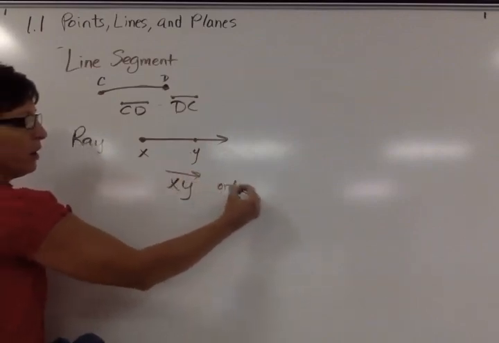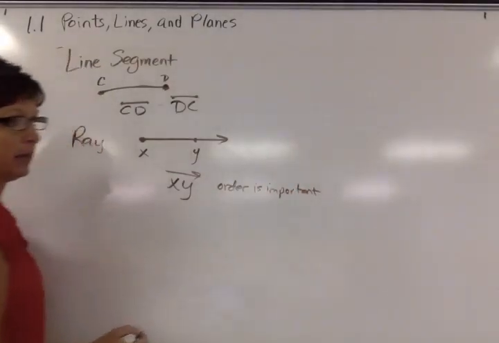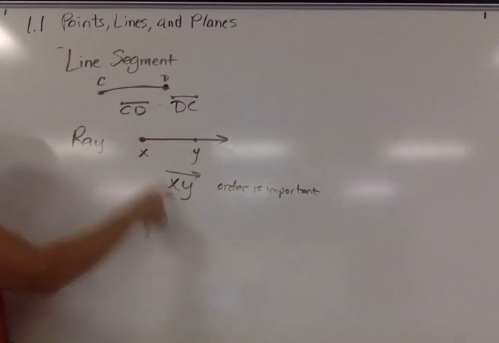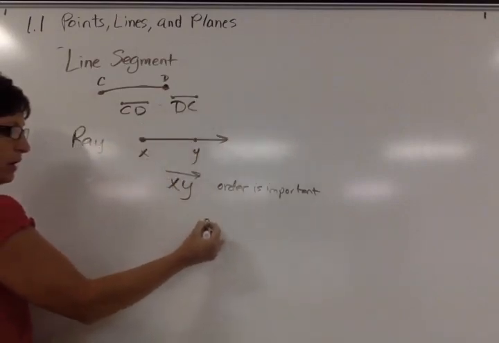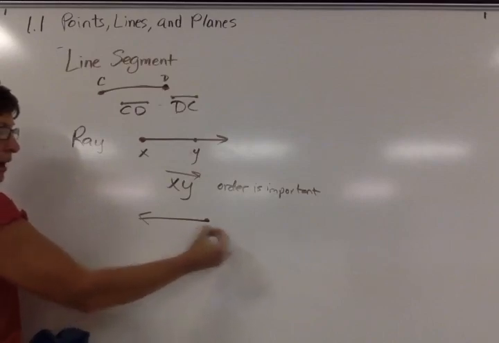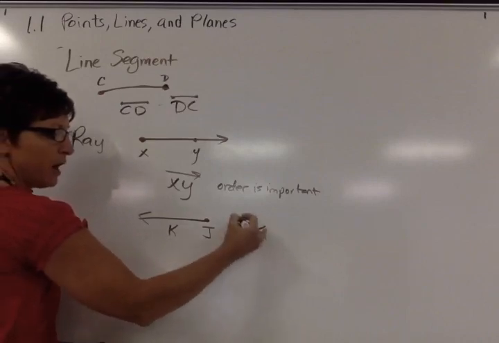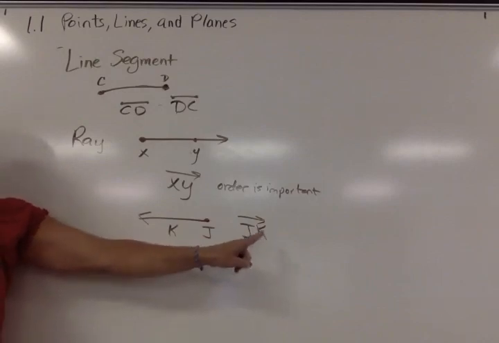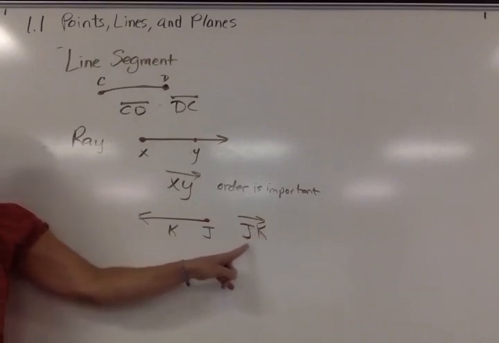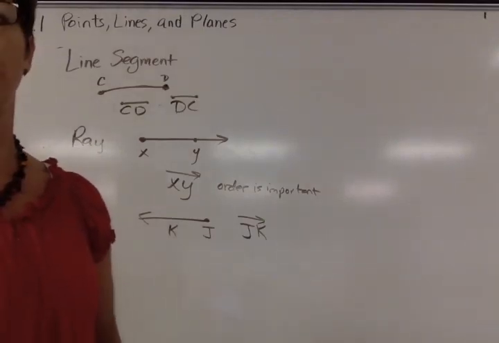And be very careful, order here is important. With every ray, when you're labeling it, the first letter is always the endpoint, and the second letter is the direction it goes on forever. Even if I would draw this going the other direction like this, and I'll label this JK, I would still label this as ray JK. This is the way that I would label it, with the endpoint first and then the K. The first letter has to be the endpoint, no matter which direction it is going to face.